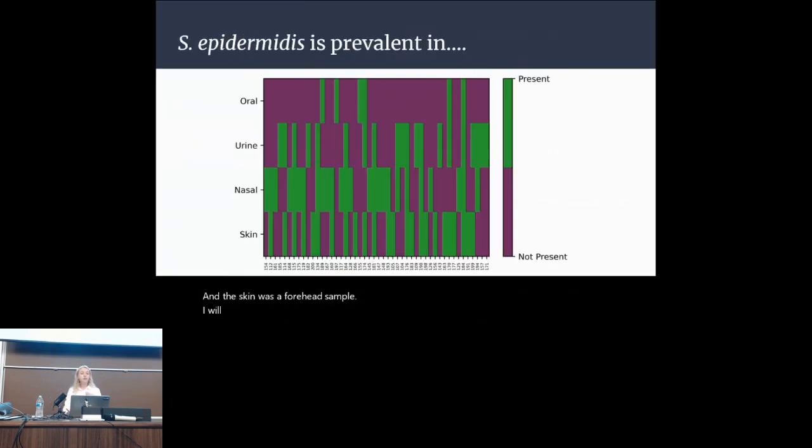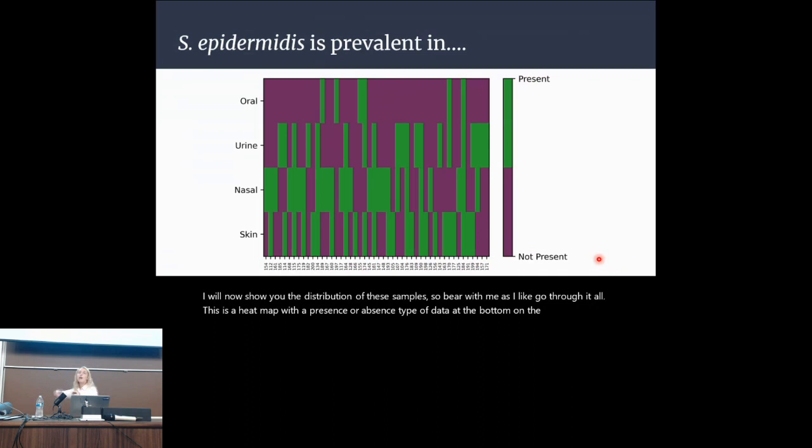I will now show you the distribution of these samples, so bear with me as I go through it all. This is a heat map with presence or absence data. At the bottom, on the x-axis, we have all of the participant samples from 100 to 200 because I personally like that range when I take samples. And on the y-axis, you have all the different isolation sites.